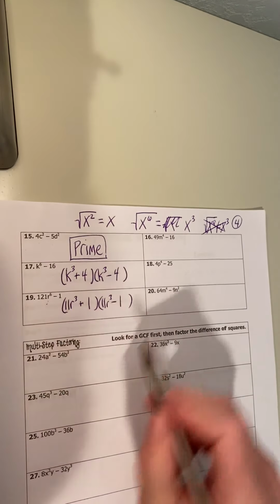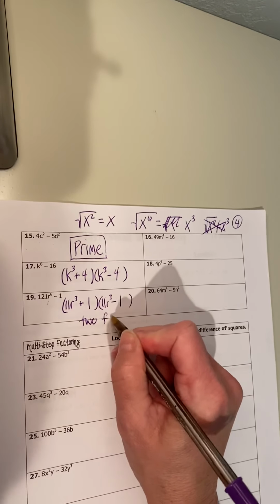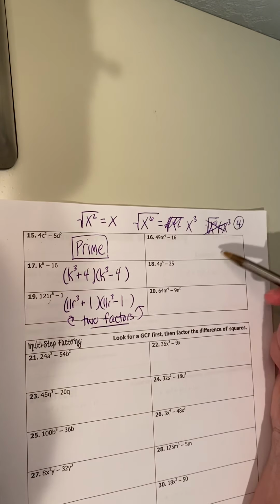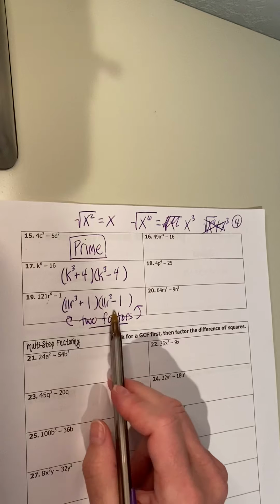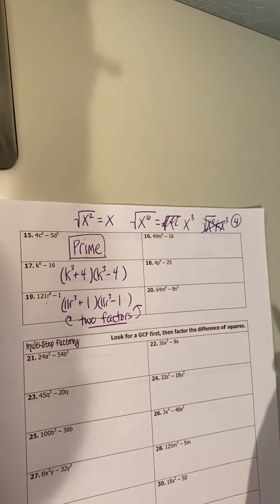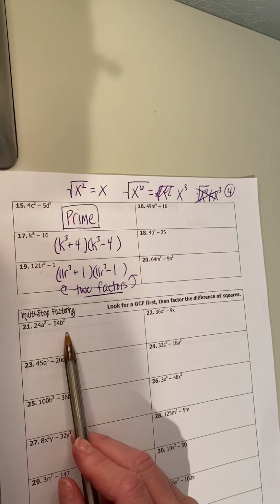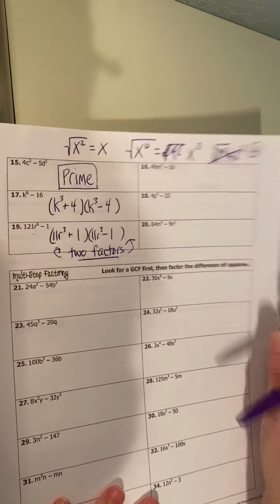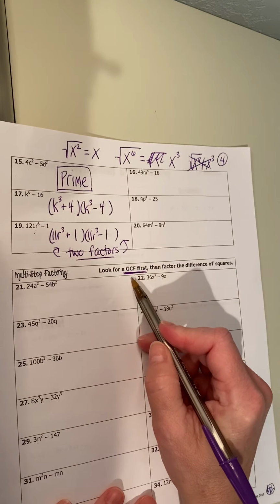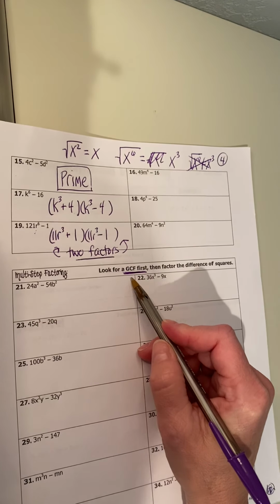Notice that with all of the ones we've done so far, there have only been 2 factors. For all of those that we've done on the top part of this page and also on page 3, they only have 2 factors. Each one of these sets of parentheses is considered a factor. But sometimes you can have 3 factors. So let's look at the ones down here where it says multi-step factoring. You are going to have to factor out a GCF first. So this kind of combines pages 1 and 2 with pages 3 and 4.